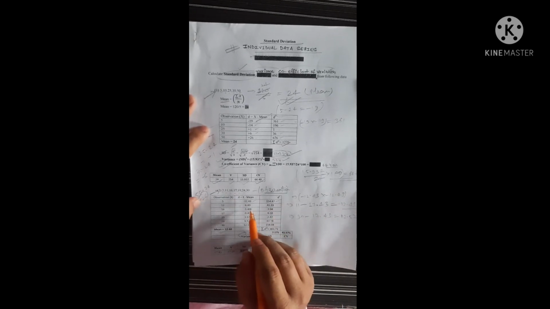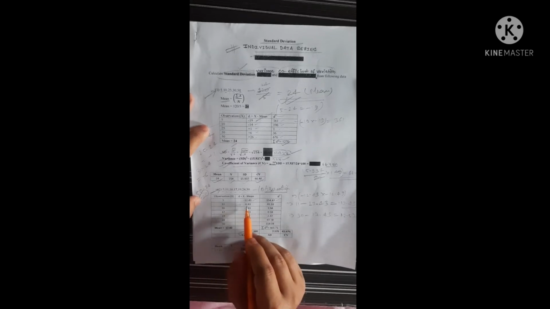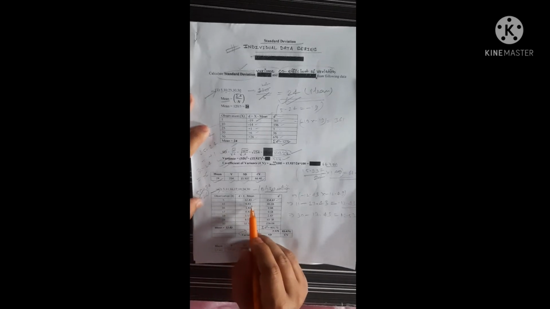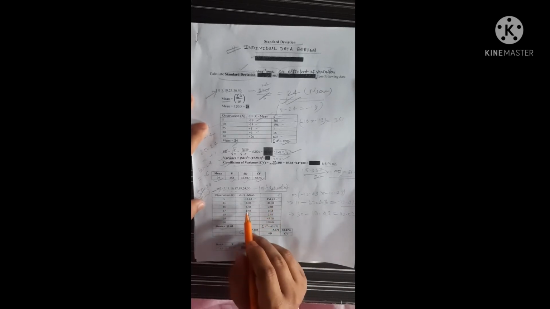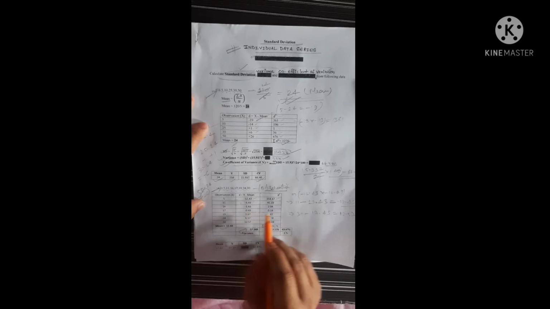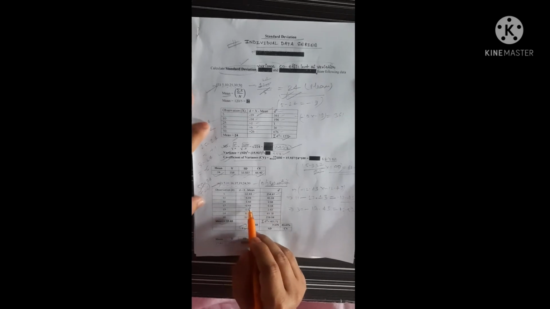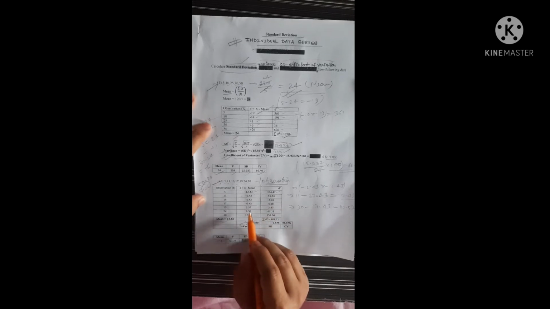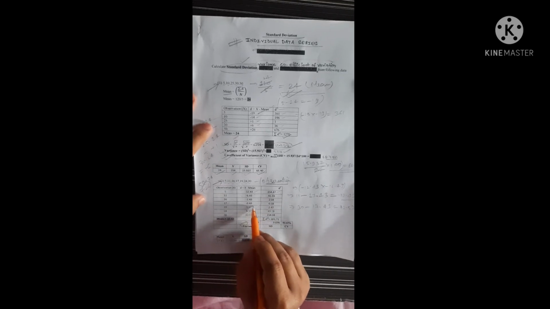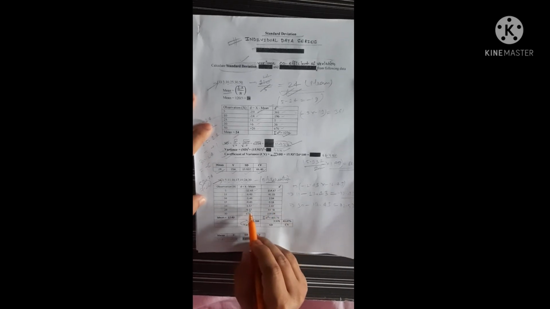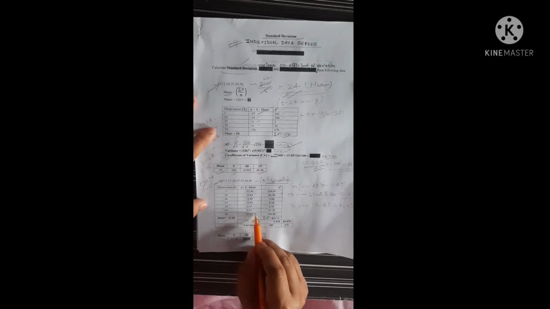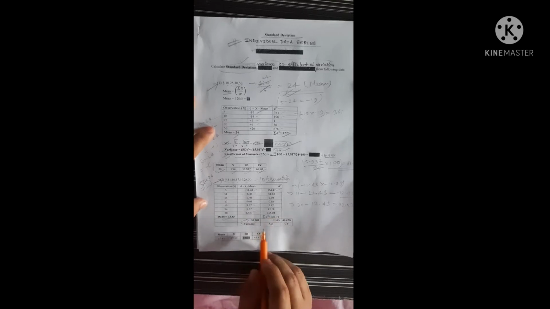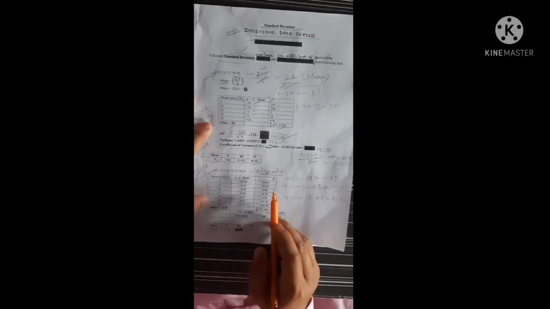Then we also square minus 6.43. Minus 6.43 square, we got 41.33. Then minus 1.43 square, we got 2.04. Minus 0.43 square, we got 0.18. 1.57 square, we got 2.47. 6.57 square, we got 43.18. 12.57 square, we got 158.04.